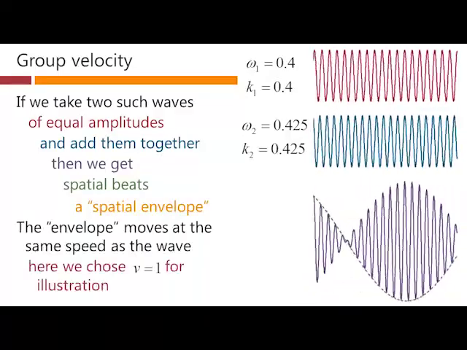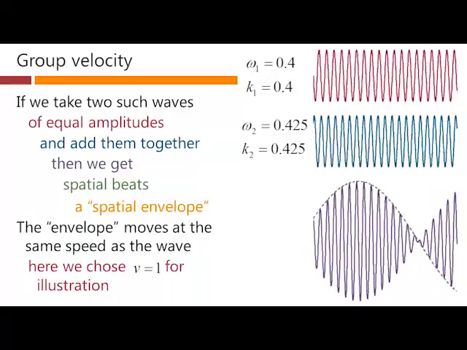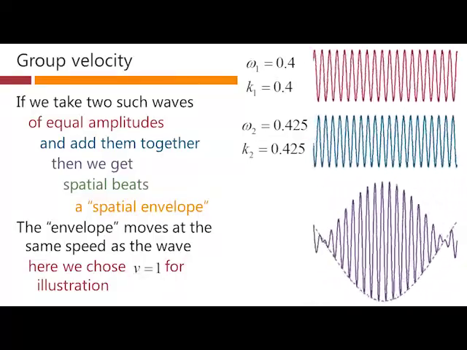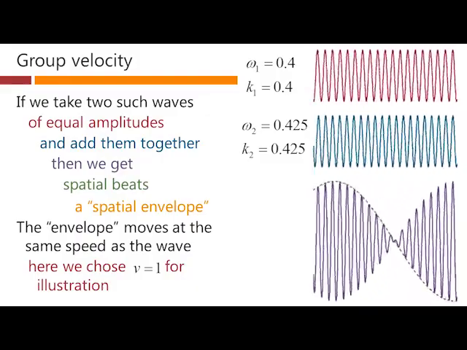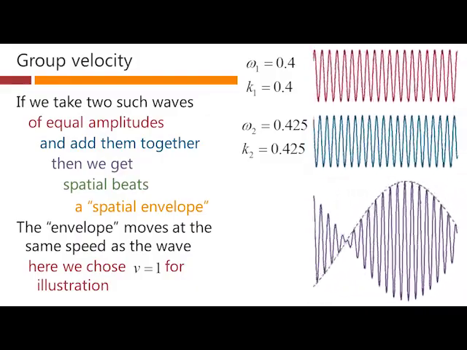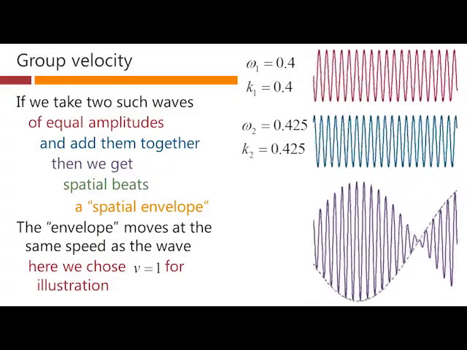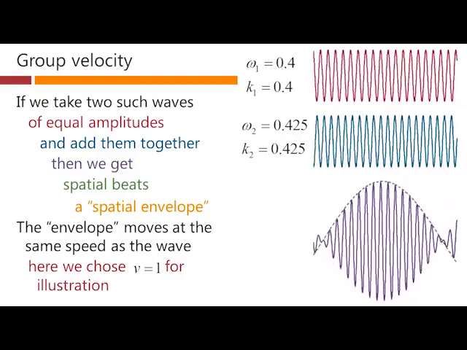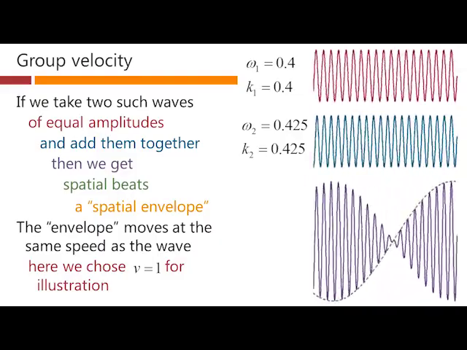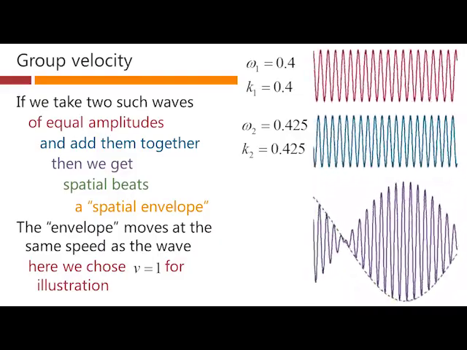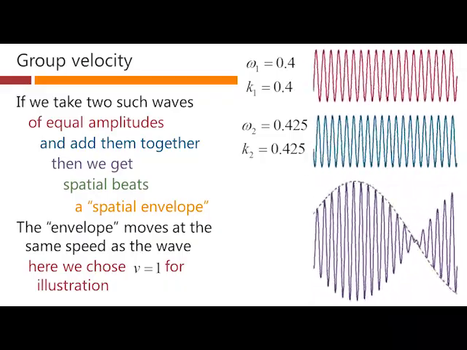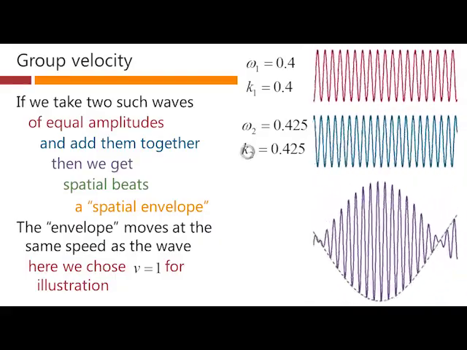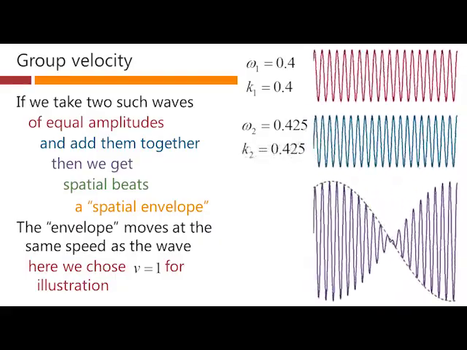And this envelope moves forward at the same speed as the wave. We've chosen a velocity v equals 1 for illustration here. And as a result, numerically the k values are equal to their corresponding omega values. So this wave has a frequency of 0.4 units, and the resulting k vector, because we chose the velocity to be numerically equal to 1, is 0.4 units. In the second wave, the frequency is 0.425 units, and correspondingly, the k vector magnitude is 0.425 units.